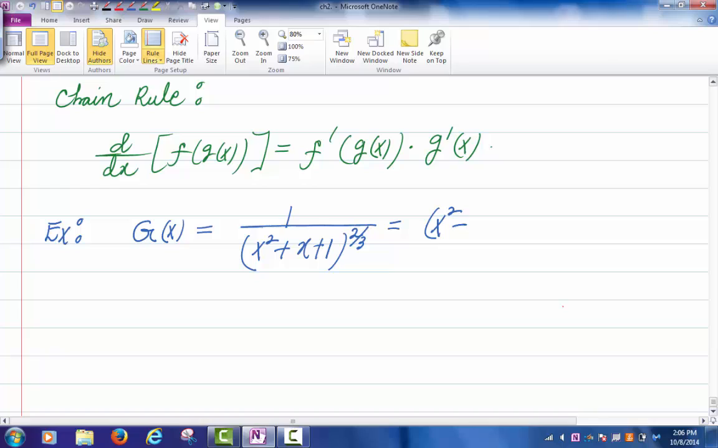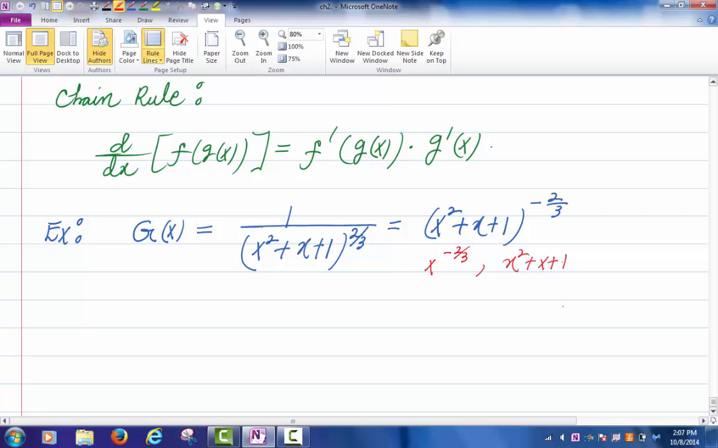You can write this as what? (x squared plus x plus 1) to the negative 2/3. And now you look at this function again. You wish that x squared plus x plus 1 was just x. So in fact, this function is the composition of the function x to the negative 2/3 and the function x squared plus x plus 1. If you take the composition, you get the function g. Okay?